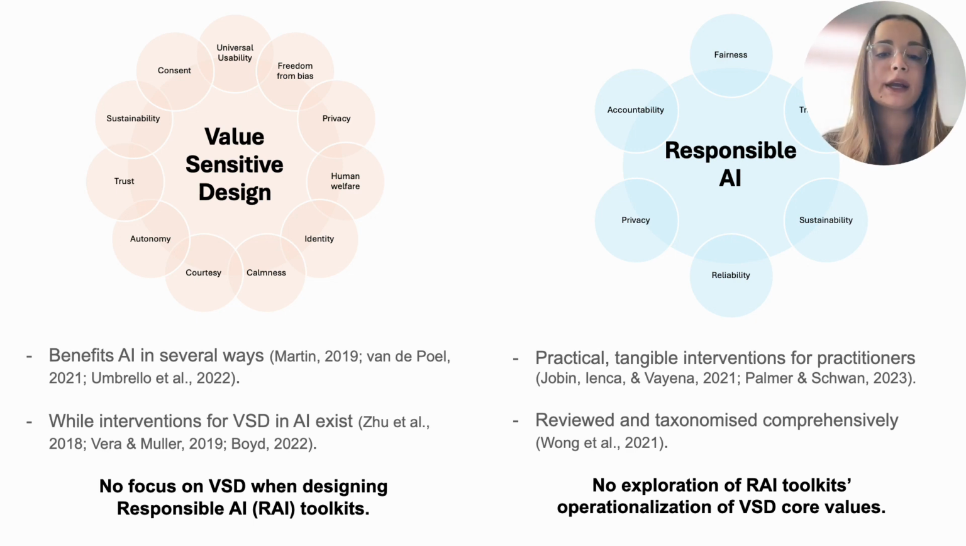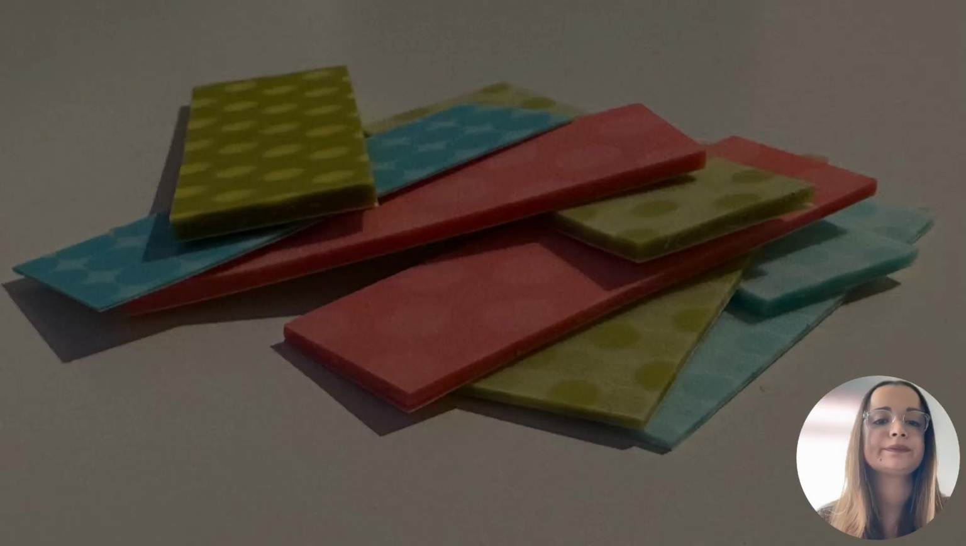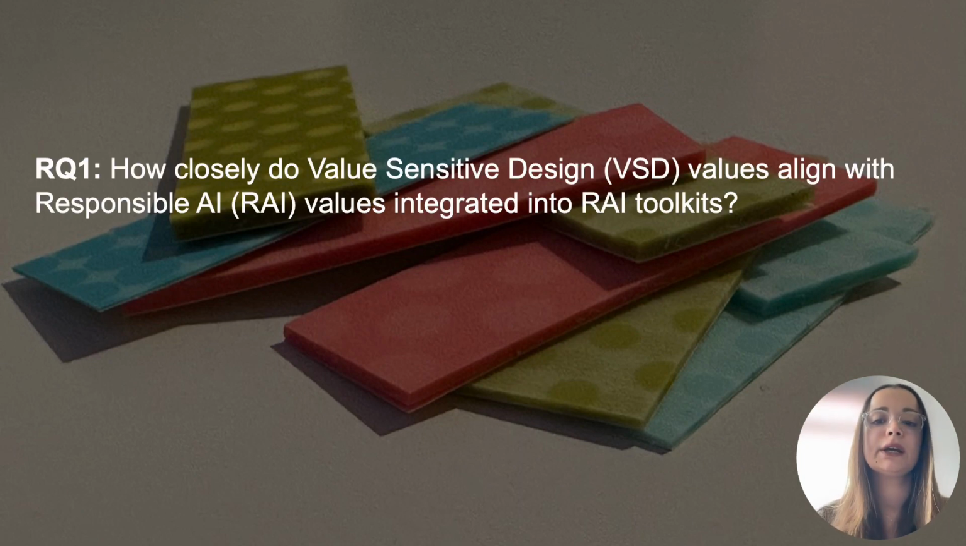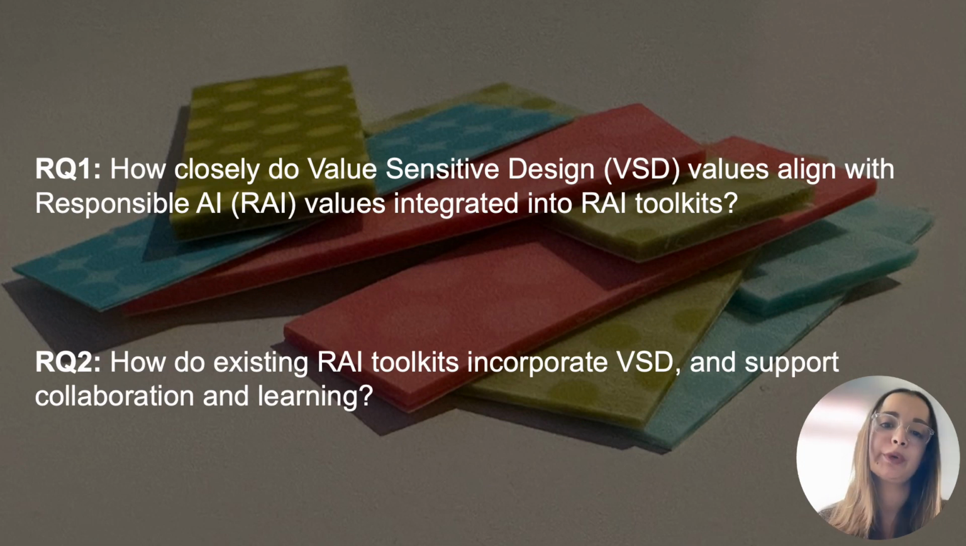And while they come in a variety of shapes and sizes that have been comprehensively reviewed and taxonomized, our work is specifically interested in exploring which design decisions in RAI toolkits relate to the operationalization of VSD's core principles and in what ways. So we explore two research questions looking at how VSD and RAI values align and how RAI toolkits incorporate VSD principles in their design by looking at things such as support for collaboration and learning.